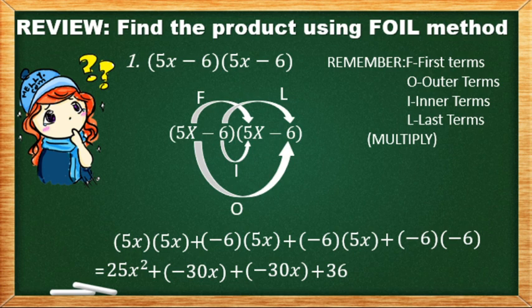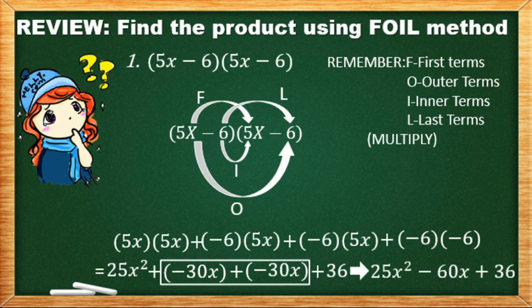Then we can combine the two terms, the negative 30x and negative 30x. Add. So, magiging negative 60x. So, therefore, our final answer is 25x squared minus 60x plus 36.